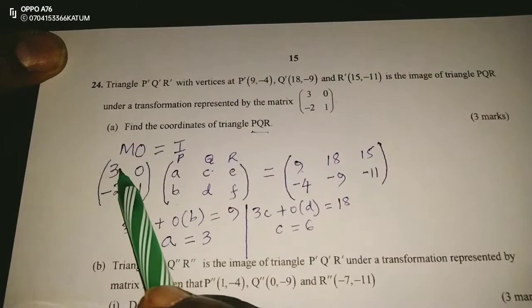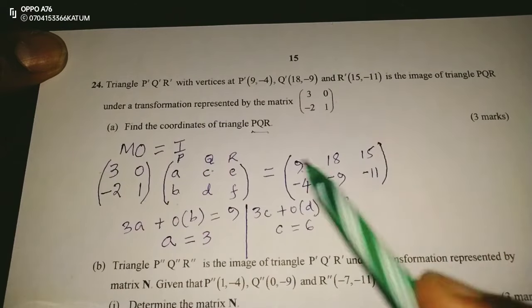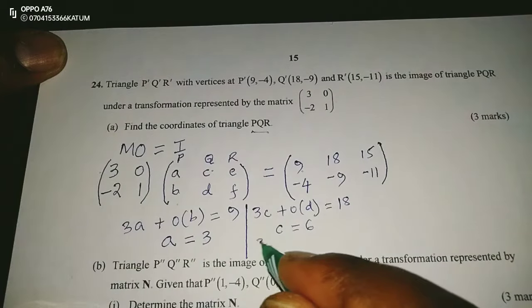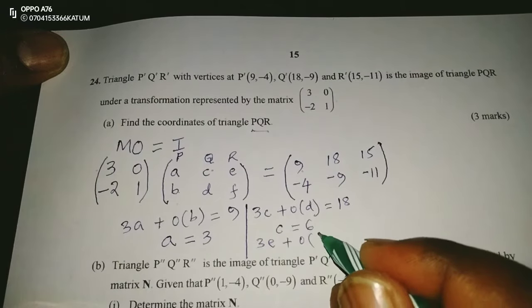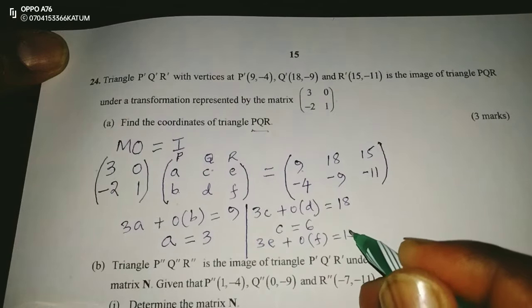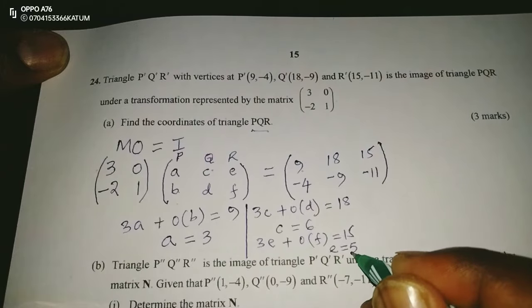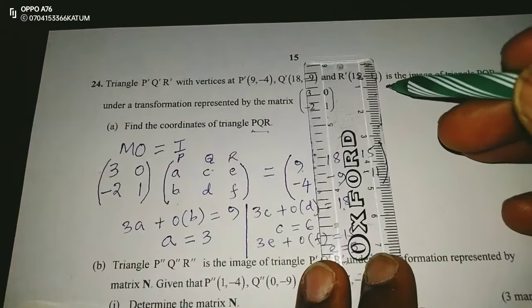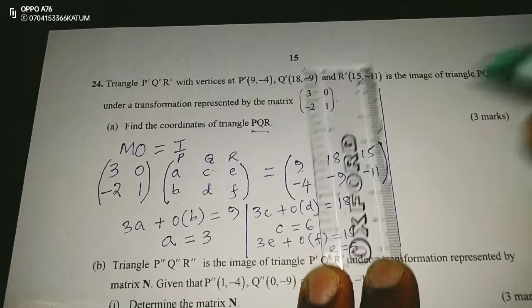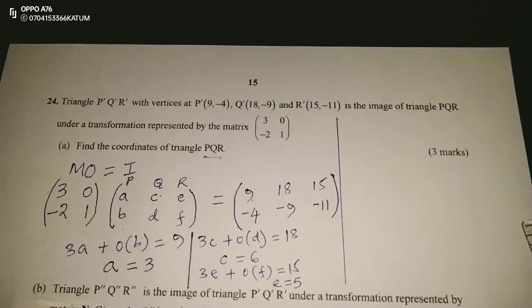Again, the row times this column should give us the next element. So 3E plus 0 times F should give us 15, meaning that the value of E becomes 5 because we divide through by 3. In the next step, we can continue getting the other unknown elements.